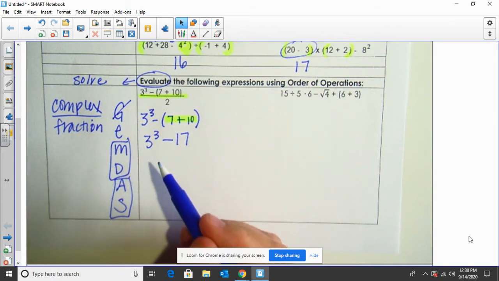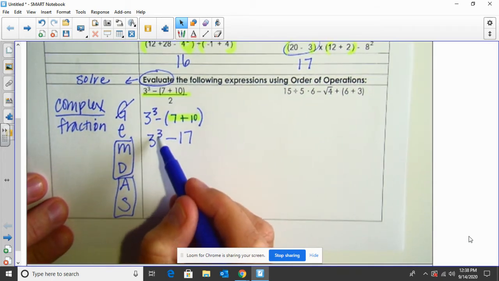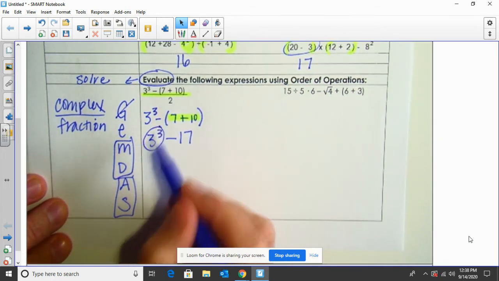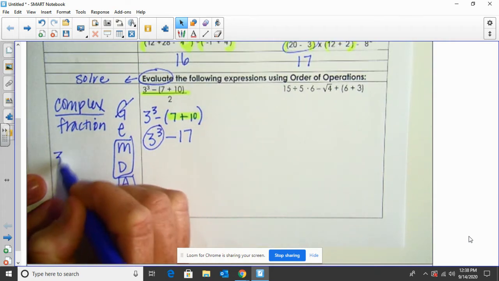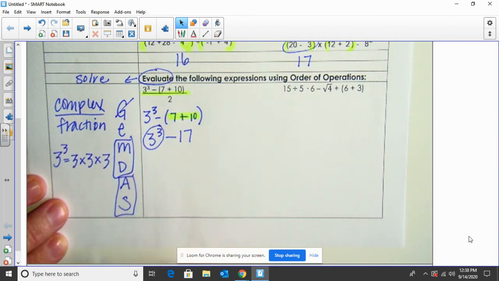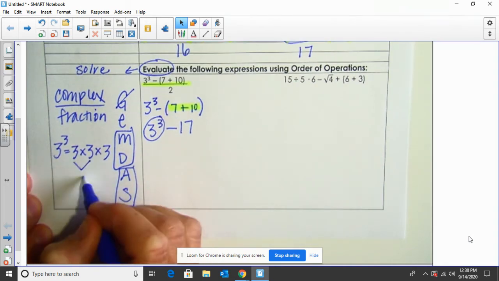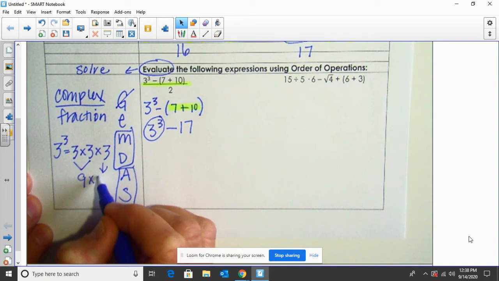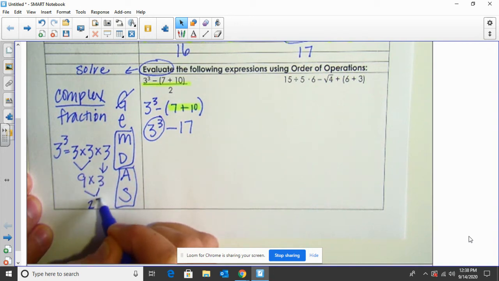Next, I'm gonna do my exponents. My exponents right here. So that's not 3 times 3. 3 to the third power is 3 times 3 times 3, right? So 3 times 3 is 9. Bring this down, and 9 times 3 is 27.